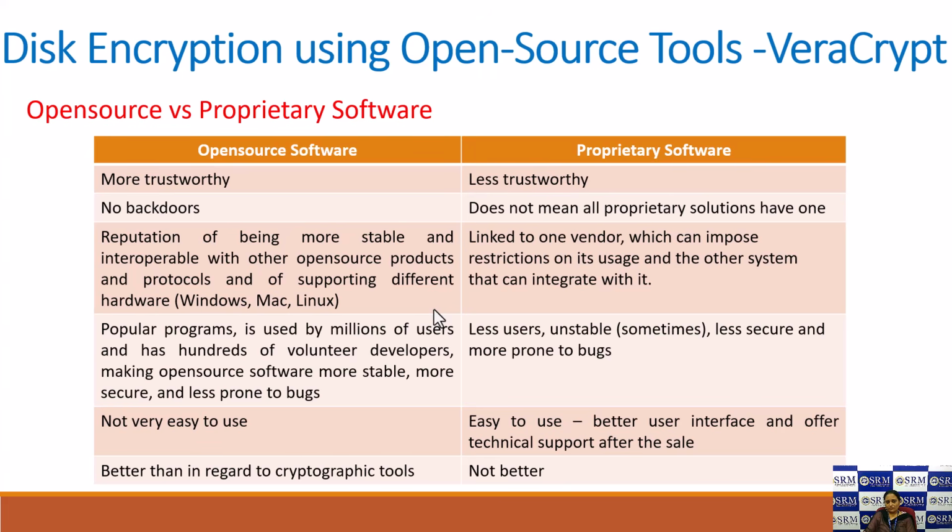The only major drawback with open source is that it is not very easy to use. With proprietary software, a person from the company selling the software will come in person and give a session to the people who are going to use it. They select a few members from the organization, teach them how to use it and let them practice. None of this happens with open source. The person installing it has to read the instructions and follow them. But in regard to cryptographic tools, proprietary software is not better.